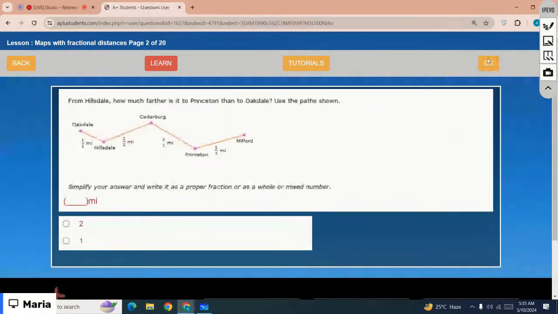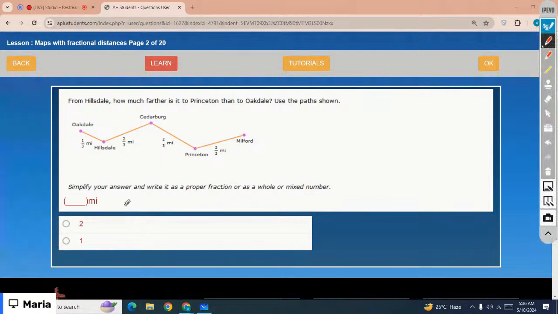From Hillsdale, how much farther is it to Princeton than to Oakdale? Use the path shown. Okay, from Hillsdale, how much farther is it to Princeton than to Oakdale?